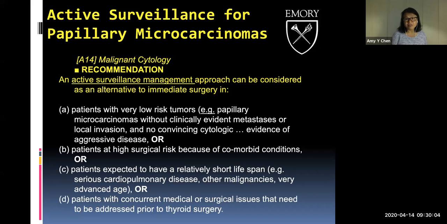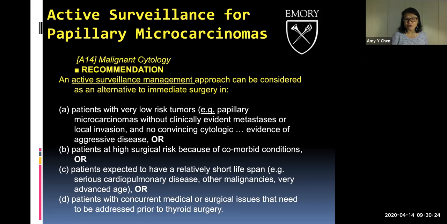And there are a variety of reasons why this can be an okay choice. One is that they have a very low-risk cancer, for example, a papillary microcarcinoma with no clinically evident metastasis or local invasion, and it's located in a favorable part of the thyroid.